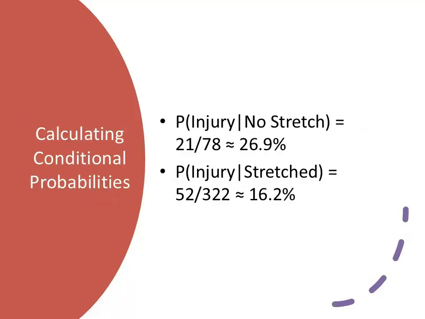From our two-way table, probability of injury given no stretch is 21 divided by 78, which is about 26.9%. Probability of injury given stretched is 52 divided by 322, or roughly 16.2%. The fact that these values differ tells us that stretching and injury are not independent in this dataset.